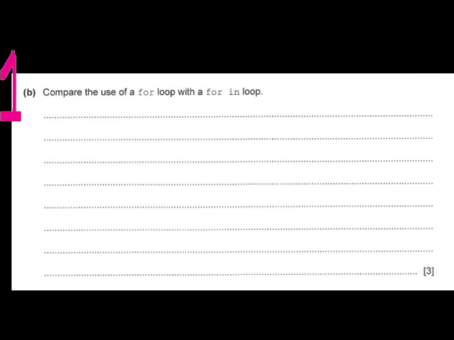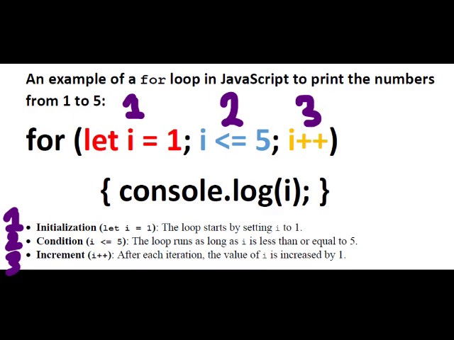Question 1b. Compare the use of a for loop with a for-in loop. A for loop is used when you need precise control over the iteration, such as counting numbers or accessing elements of an array by their index. It is especially useful when you know the exact number of times the loop should run or need to increment or decrement by specific steps.